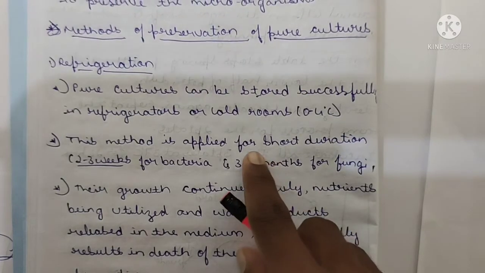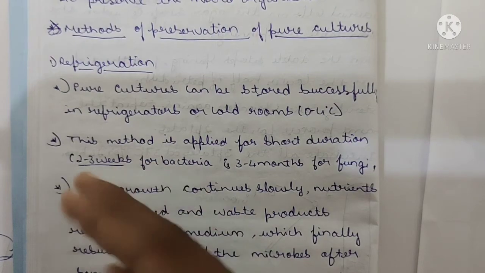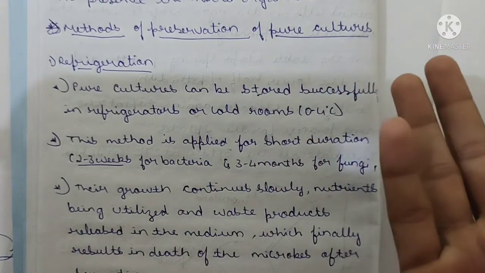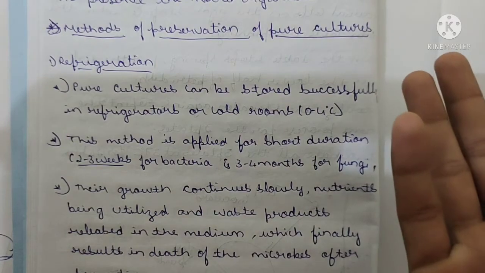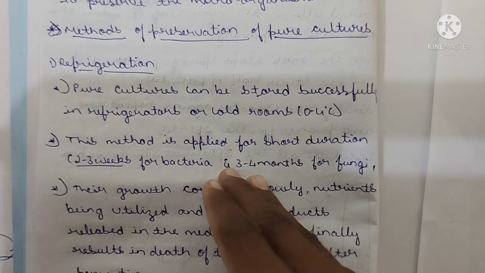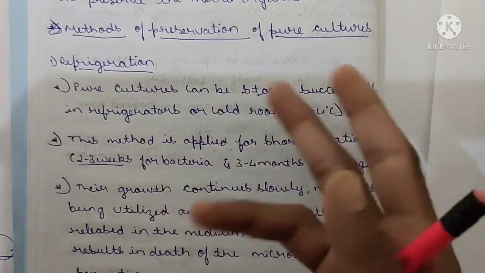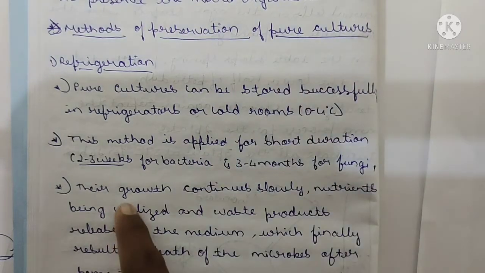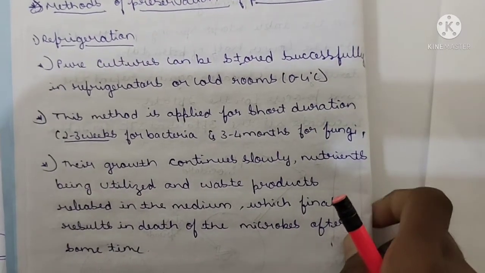One is refrigeration. It is the homemade technique, refrigeration. See, if you bring any type of vegetables or fruits, you simply keep them in the refrigerator. Why? To extend their lifespan, to slow their metabolic activities. In the same way, we keep the pure cultured microorganisms in the refrigerator. Pure culture can be stored successfully in refrigerators or cool rooms at 0 to 4 degrees Celsius.